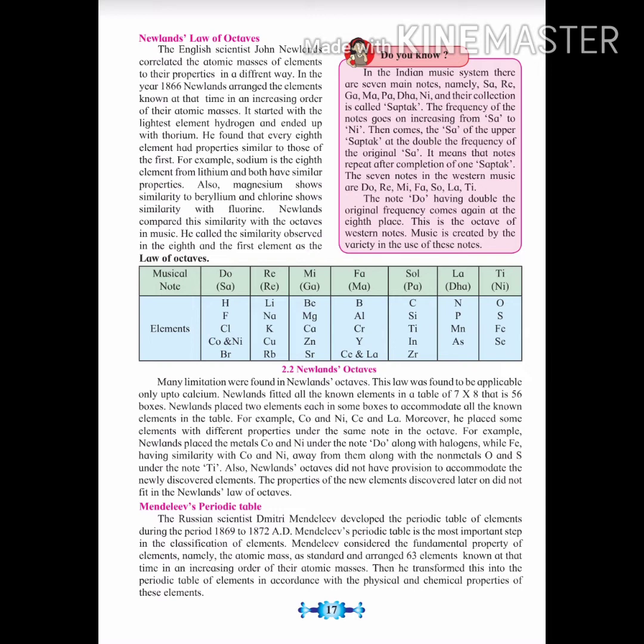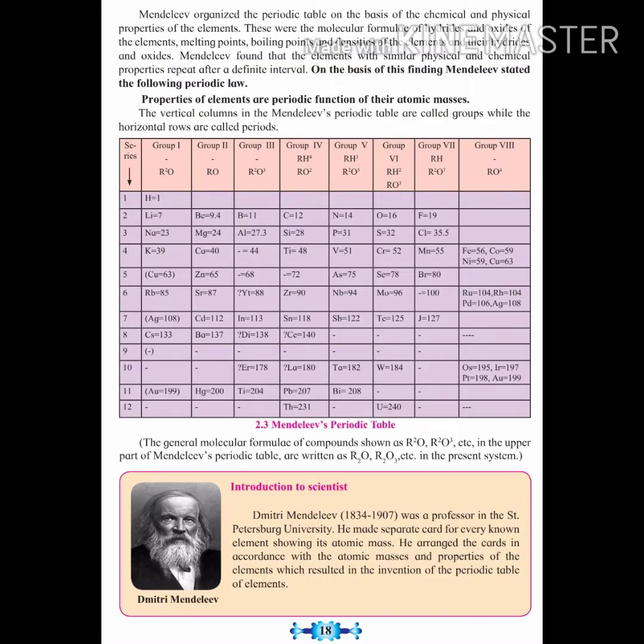So it was not justified by then. Then came Mendeleev's periodic table, the third way of classification, which was put forth by the Russian scientist Mendeleev. Now, Mendeleev's periodic table was the most important step in the classification of elements. Why? Because by that time 63 elements were known, and he was also able to classify those elements in increasing order of their atomic masses. So till here, the basis of classification in Mendeleev's periodic table was only the atomic mass of the element.